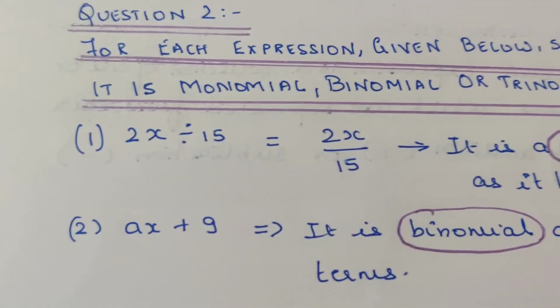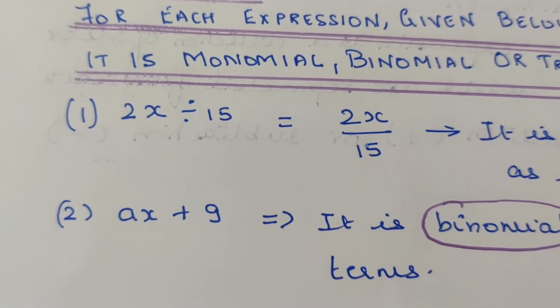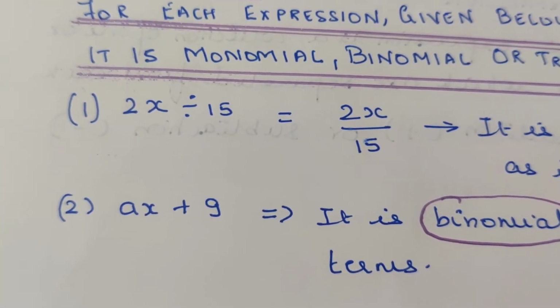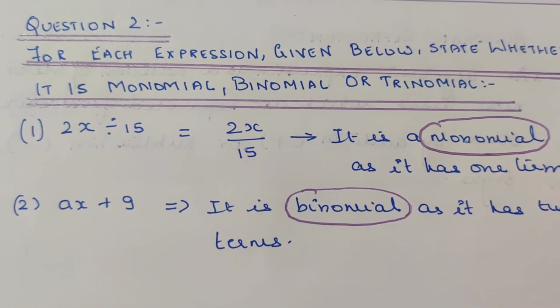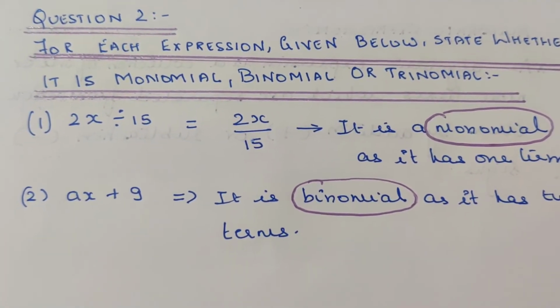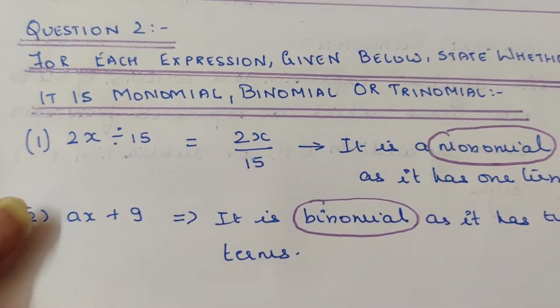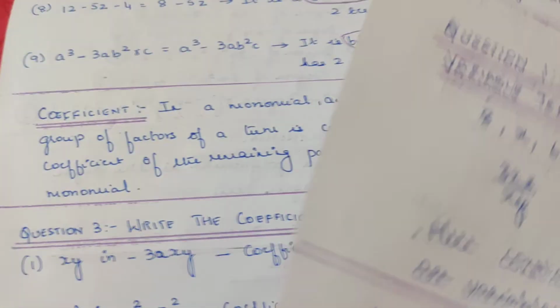Easy? Yes. Here you have ax plus 9. So ax is one term, 9 is one term. So this is binomial as it has two terms. Just pausing here. Hope this is clear.